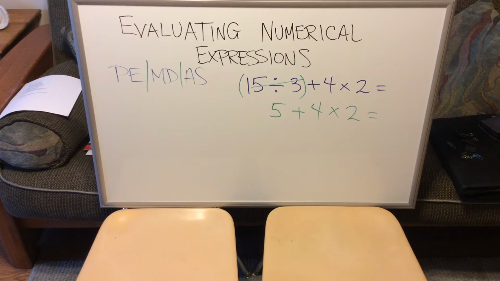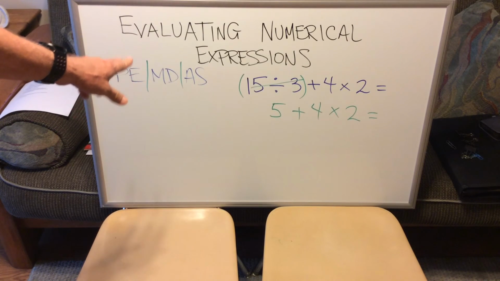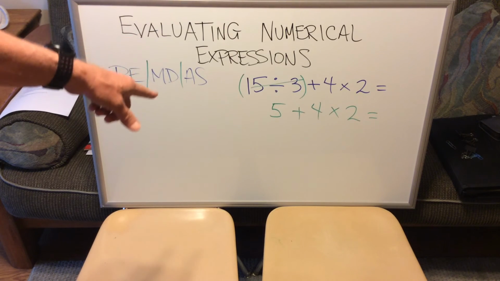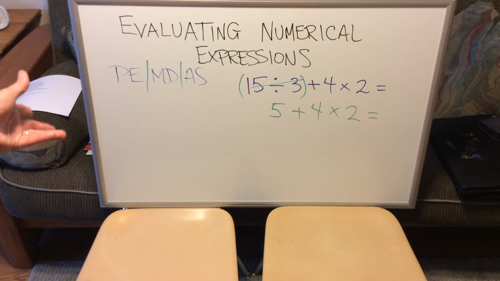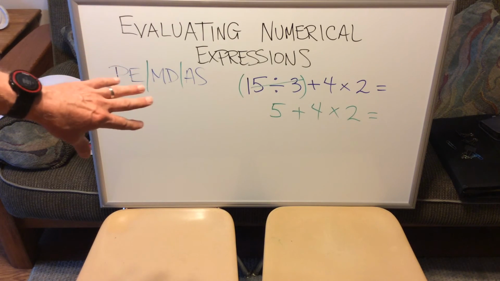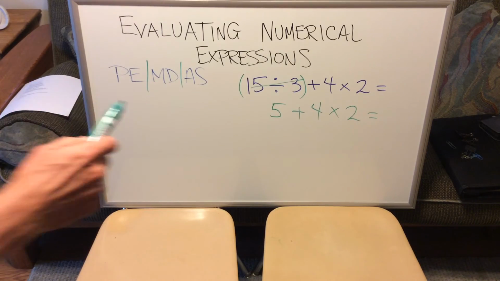Now I have the operations of multiplication and addition left. Which one do I do first? Well, in our memory device, the M and the D come together first before the A and the S. So I will always do multiplication or division before I would do the addition or the subtraction.